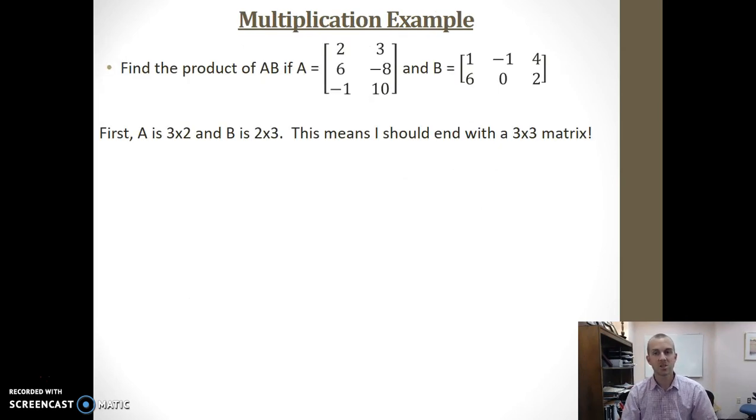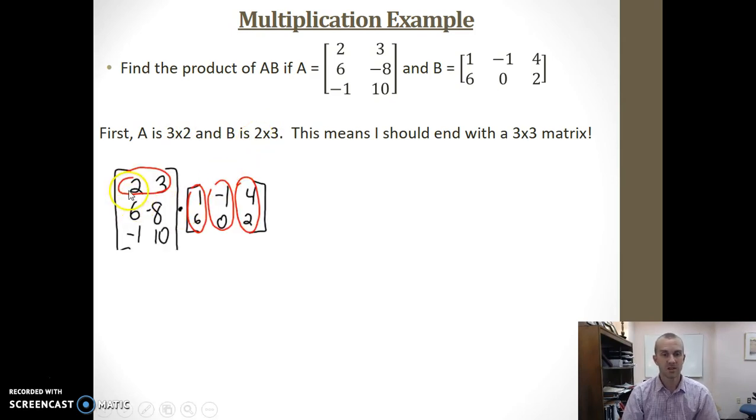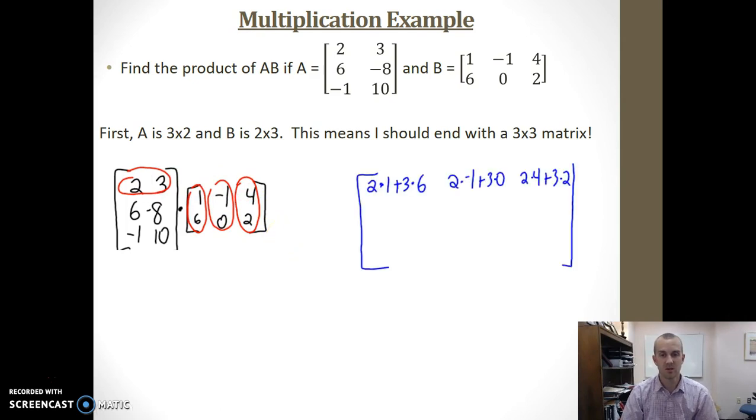Now when I actually multiply, again, I want to make sure that my column size of the first is the same size as the row size of the second. So here I have a 3 by 2, and here I have a 2 by 3, which means I can multiply them since I have that same column and row size. So what I do is I take my first row of my first matrix and multiply it by each column in my second matrix, and I add those terms together.